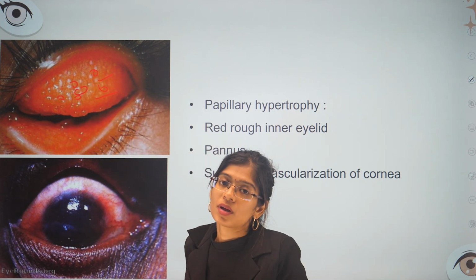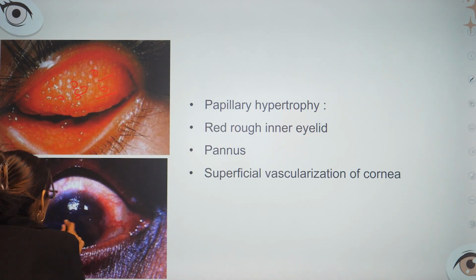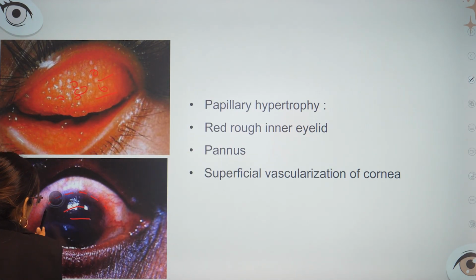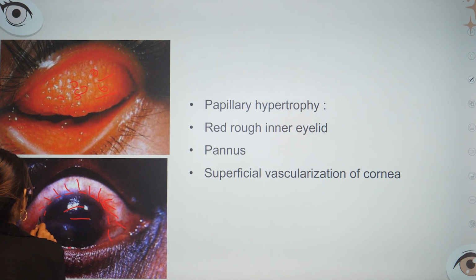Second, pannus. What is pannus? See, look here. This is the cornea. Do you see the limbus? Around the limbus, you can see blood vessels being formed.